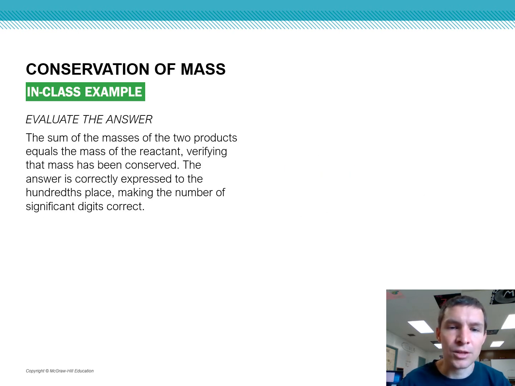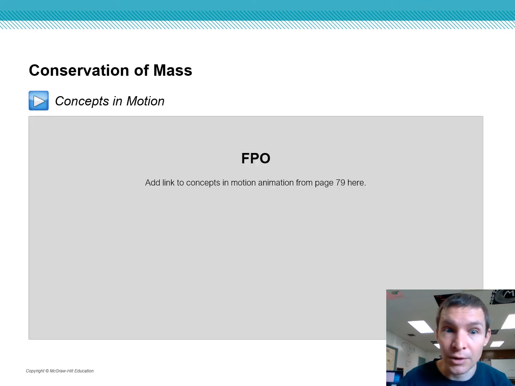Okay, let's try another one. The sum of the masses of the two products equals the mass of the reactant. This verifies that the mass has been conserved. So if you add 9.26 plus the mass of the oxygen, it should equal 10, and that would obey the law of conservation of mass. That's a good way to check to see if your answer is correct.